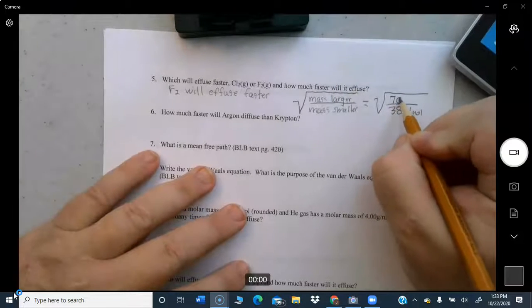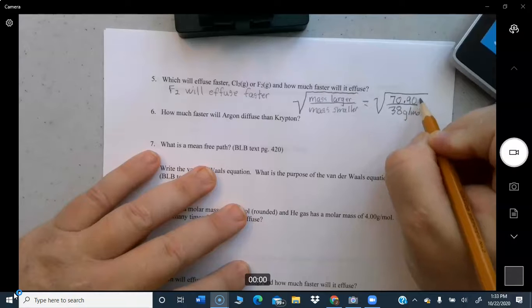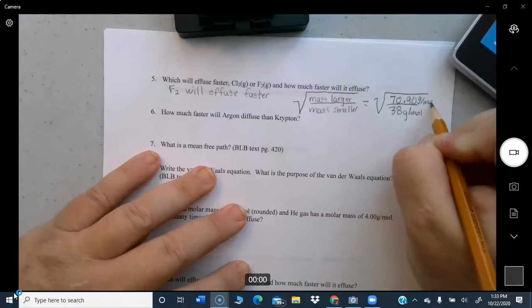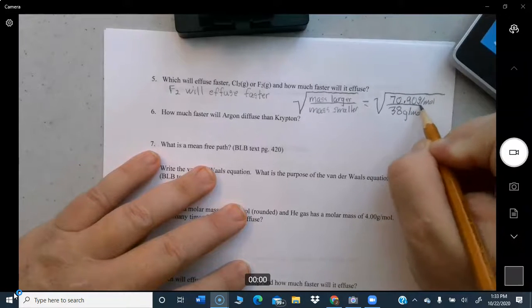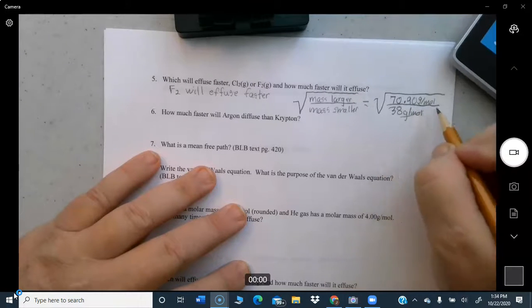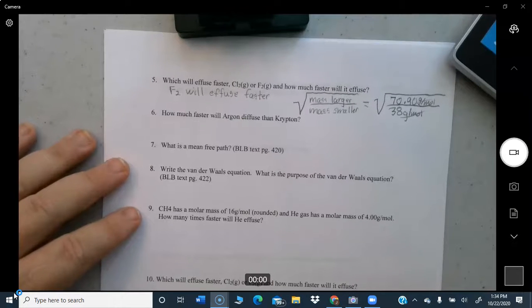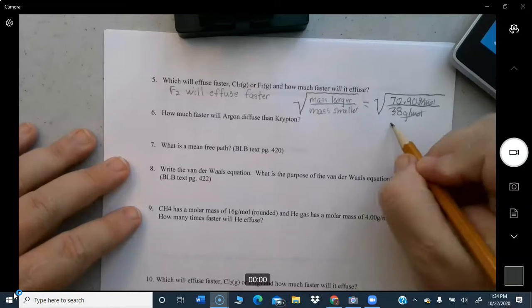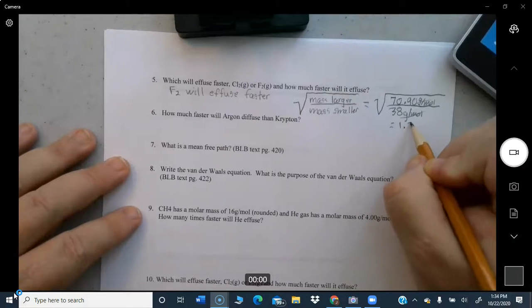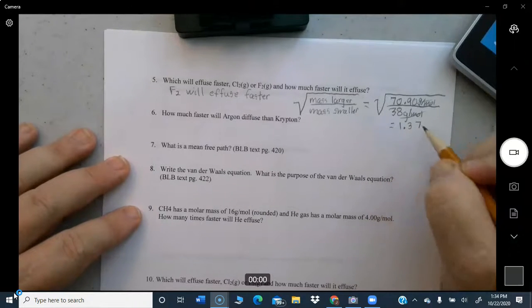2 of those. So again, grams per mole is going to cancel out. You're just going to get a number value. It's how many times faster. So divide 70.9 divided by 38, and that will give you 1.37, and sig fig, that's fine. So it equals 1.37. So write out what that means.